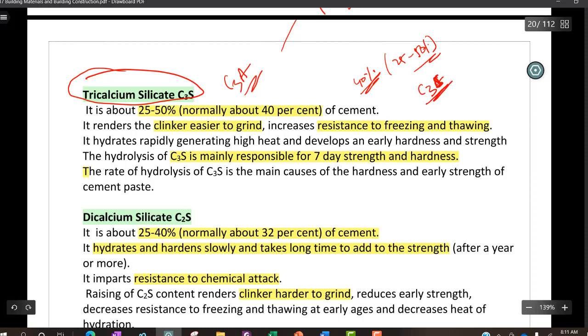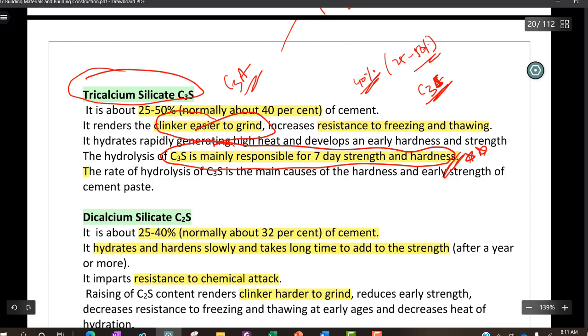C3S, highest composition what we have in your clinker? C3S, how much? 25 to 50%. And this gives, remember, this gives early strength. Remember, C3S is mainly responsible for 7-day strength and hardness. Very important bit, which gives early strength? C3S. Okay, for 7-day strength, who is responsible? C3S. Okay, and it will make the clinker easy to grind.